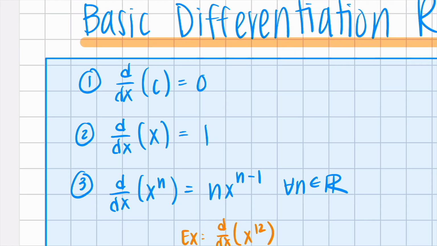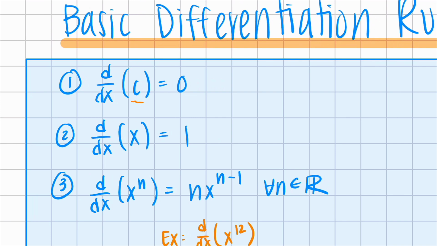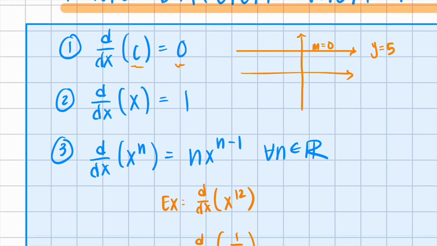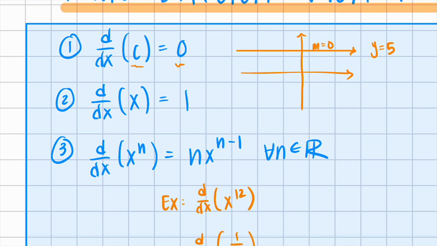So to start, the derivative of a constant is always 0. If you think about a graph of a constant function, like let's say my graph y equals 5, where 5 is a constant, that's going to be a horizontal line. And the derivative is your slope, so the slope of that line is always going to be 0. So that's this first one. The derivative of x is 1.